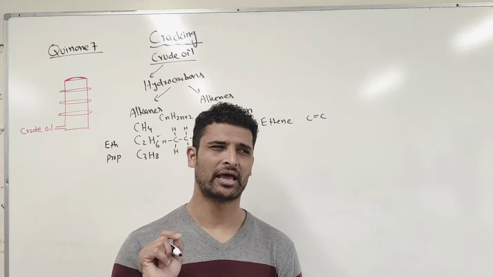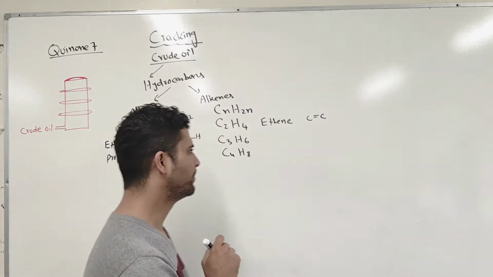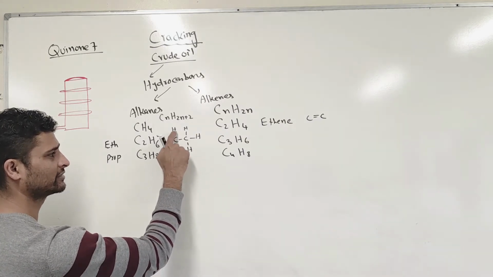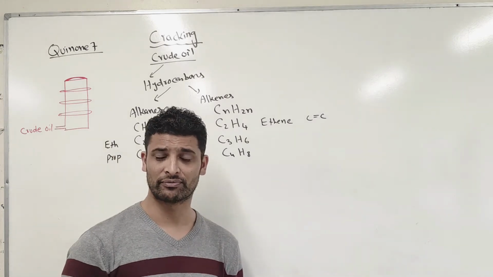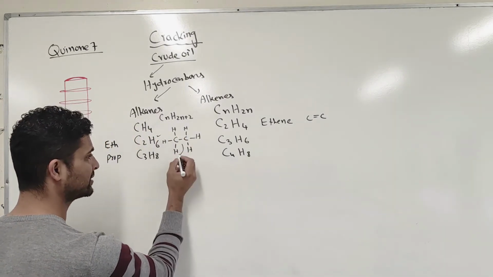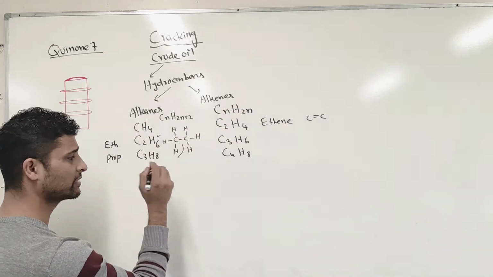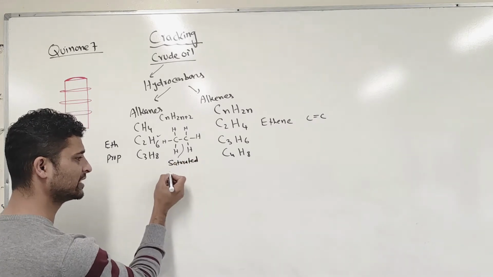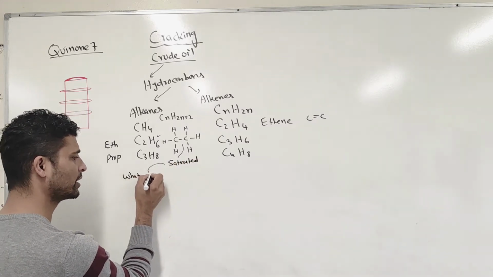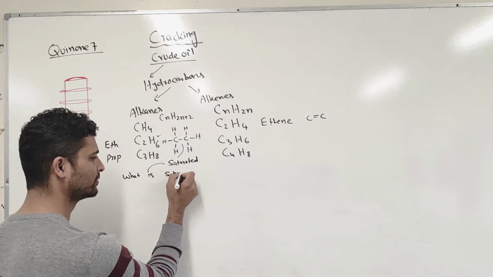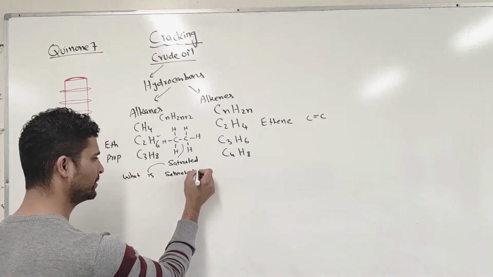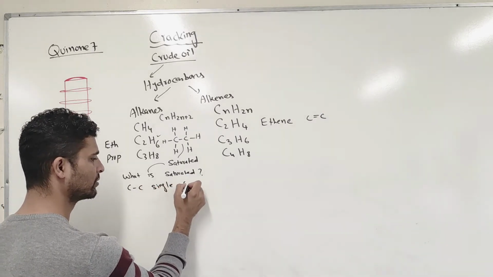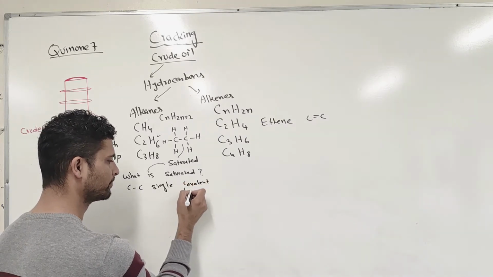Each carbon atom can have only 4 bonds. So based on that, each carbon atom already has 1 bond, and the rest of the 3 bonds will be covalent bonds with hydrogen. The alkanes, because there is only carbon to carbon single bond, are called saturated. So in GCSE, if they ask you what is a saturated hydrocarbon, you can say it has carbon to carbon single covalent bonds.